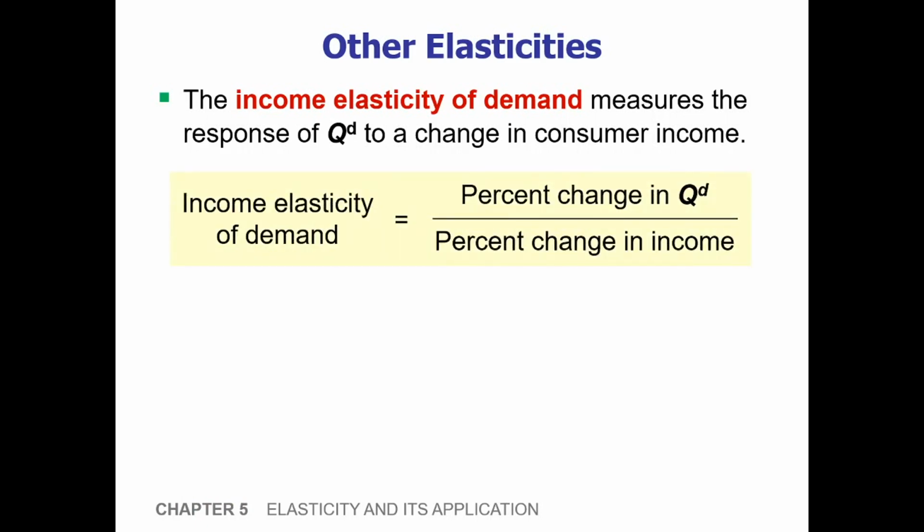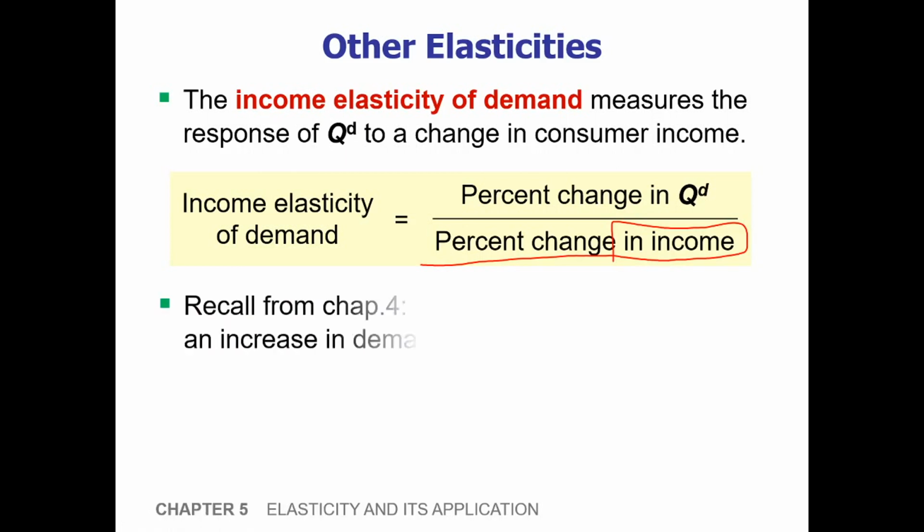And the formula is income elasticity of demand is equal to percentage change in quantity demanded over percentage change in income. It's similar, just here we have changed income. In price elasticity of demand we used to have price here. In income elasticity of demand we have percentage change in income instead of percentage change in price level.